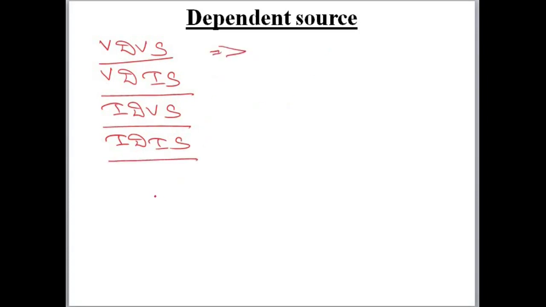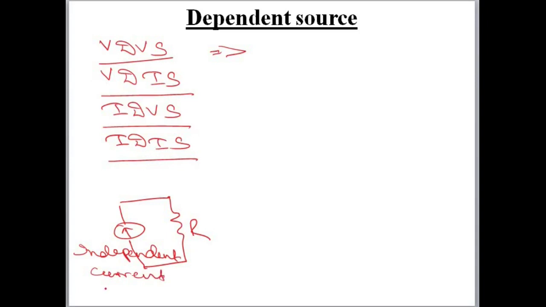How is it denoted? In any circuit, suppose this is your circuit, this is your resistance. If the current is denoted by this, then it is called an independent current source. But if the current is denoted like this, then it is a dependent source.